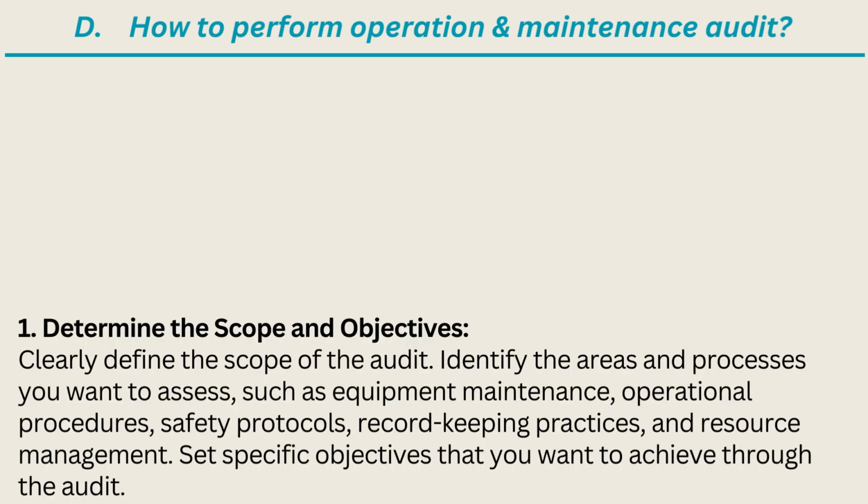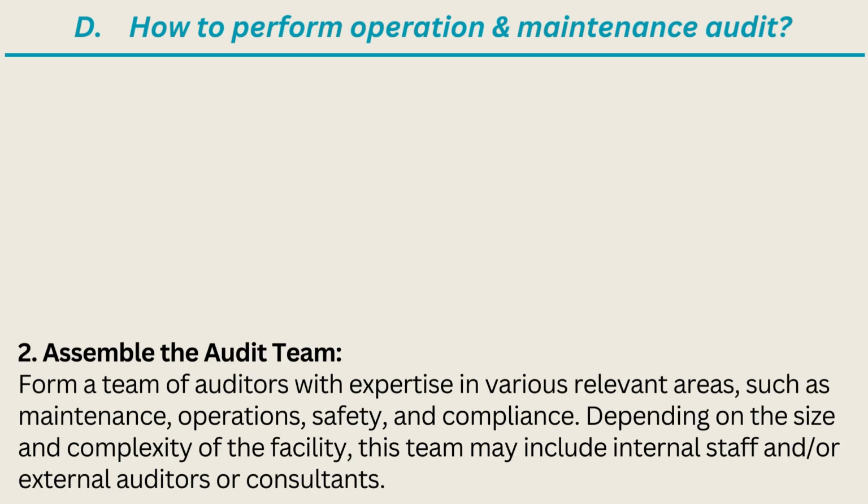1. Determine the scope and objectives. Clearly define the scope of the audit. Identify the areas and processes you want to assess, such as equipment maintenance, operational procedures, safety protocols, record-keeping practices, and resource management. Set specific objectives that you want to achieve through the audit. 2. Assemble the audit team. Form a team of auditors with expertise in various relevant areas, such as maintenance, operations, safety, and compliance. Depending on the size and complexity of the facility, this team may include internal staff and/or external auditors or consultants.